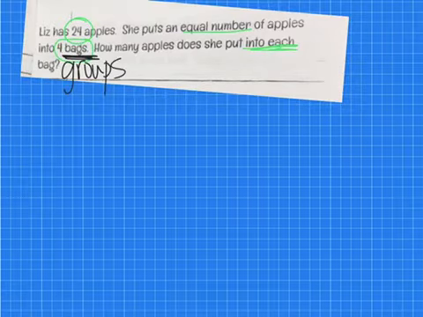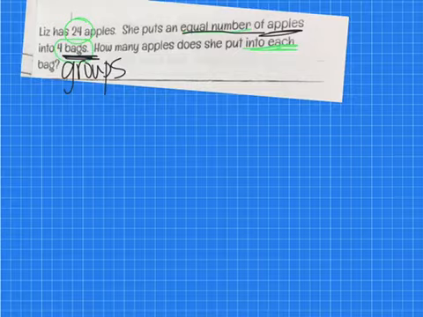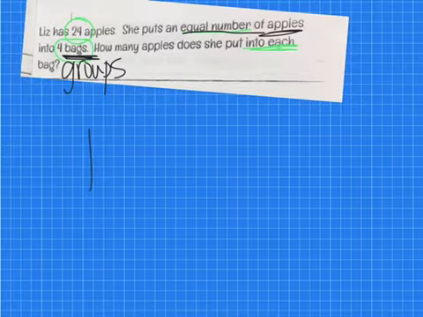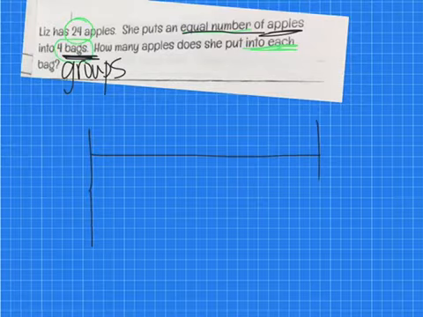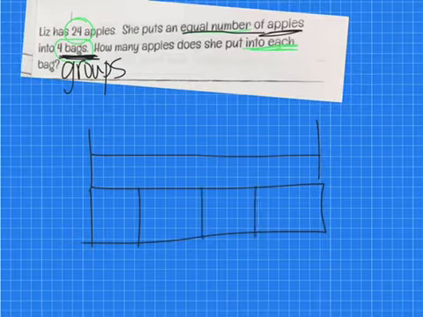Okay. So what would go into the bags? That's right, the apples. It says she puts an equal number of apples. So the apples represent the number in each bag. So let's set up our word problem structure so we can see it a little better. There is our total line. I'm going to draw my rectangle that represents my groups. And again, we said we had 4 bags, which would be our groups. So we're going to divide our rectangle into 4 groups representing the bags.